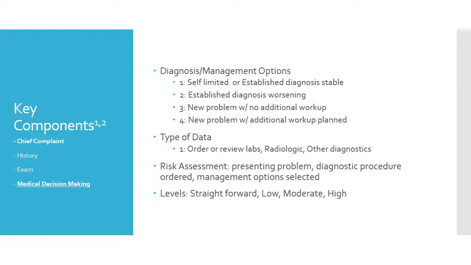Moving on to the medical decision-making component of office visit coding, there are several diagnosis and management options. The problem you diagnose could be self-limiting, like a viral infection, or an established problem that is stable, like high blood pressure. You could have an established problem that is getting worse, such as a patient with type 2 diabetes whose A1C went from 9% 3 months ago to 12% this visit. You could have a patient with a new problem that needs no additional workup, such as strep throat, or you could have a patient who comes in with a mass in their breast and they're in need of a mammogram.